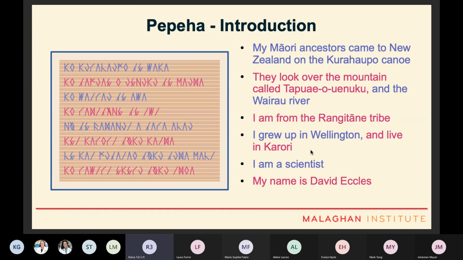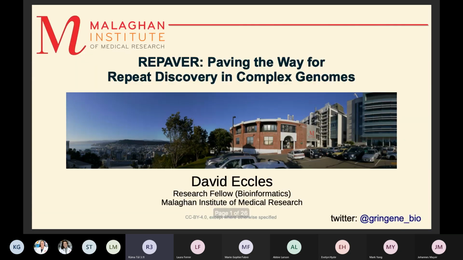Kia ora. My name is David Eccles, and I am a theoretical geneticist working here at the Milligan Institute of Medical Research. I want to talk to you today about a side project that I've been working on over the past few years, relating to the visualization of DNA of arbitrary lengths. I've talked about some of this before, but that's very much in line with the subject that I'm talking about, which is repetitive DNA.